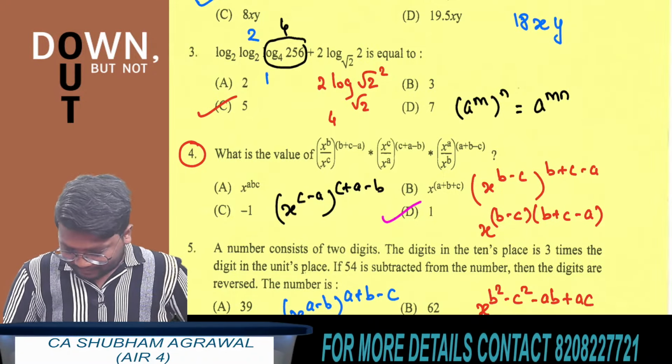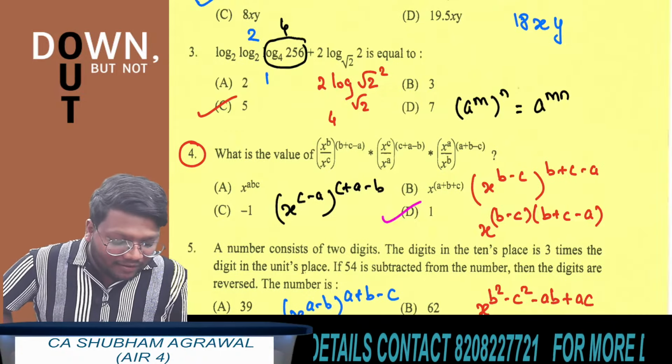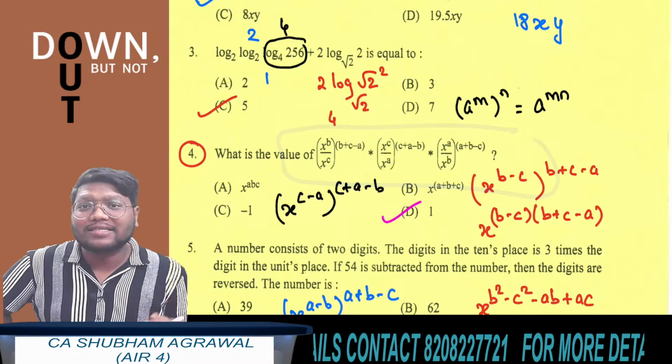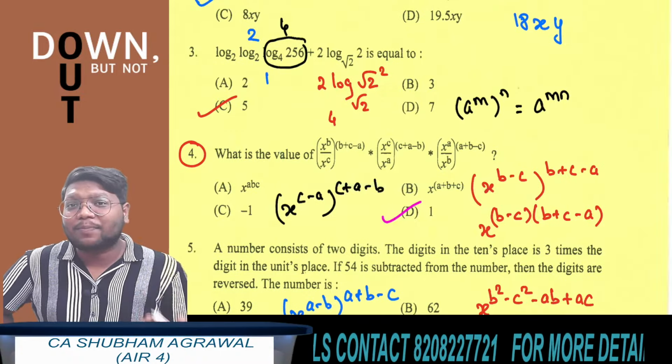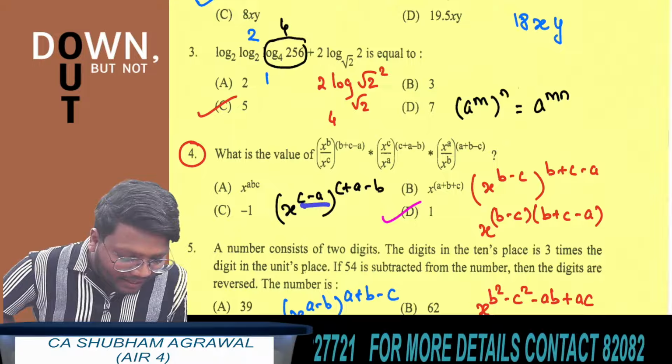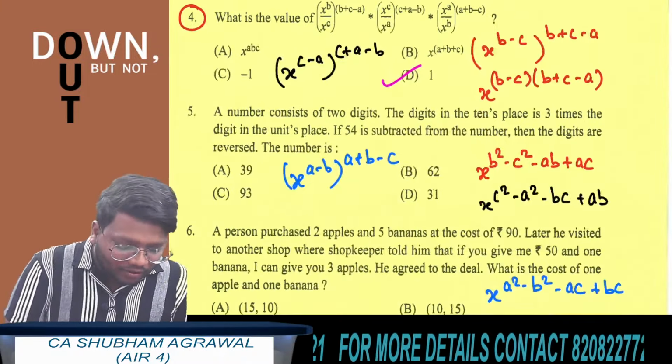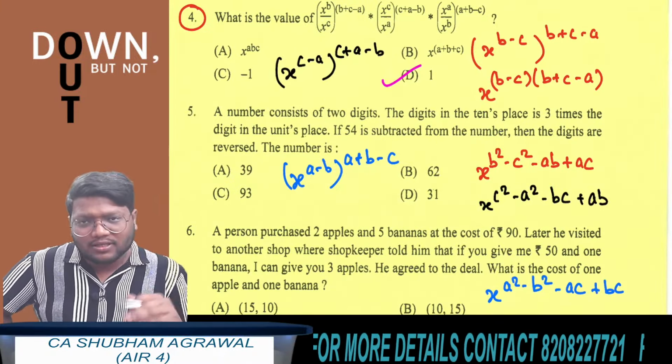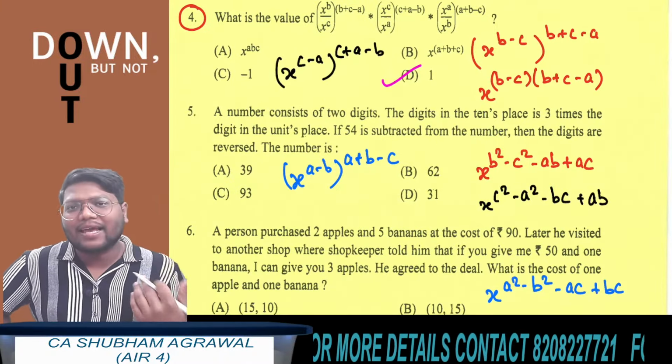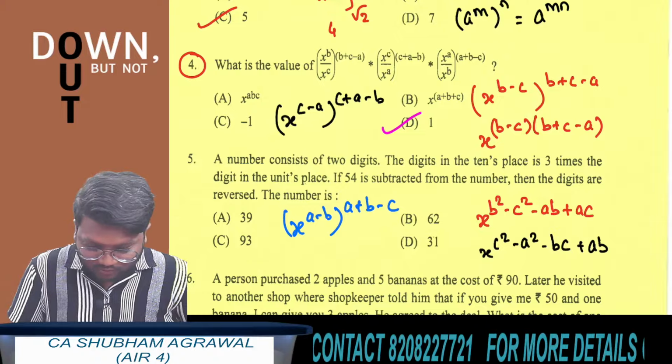Okay, and I have given one shortcut also, that whenever you see cyclic expression in indices, always your answer is what? 1. Okay, here why I am saying that this is cyclic expression, you can see here that b minus c, b plus c. Here then you can see c minus a, c plus a. Here then you can see a minus b, a plus b. Okay, so this is cyclic expression. So whenever you see question of indices in which cyclic expression is there, always you will get the answer as 1. I hope now you have understood this question number 4th.